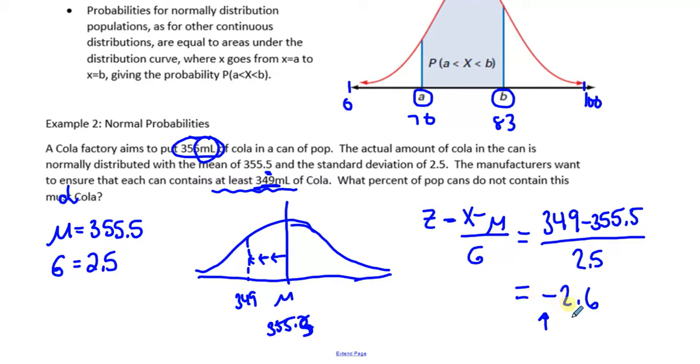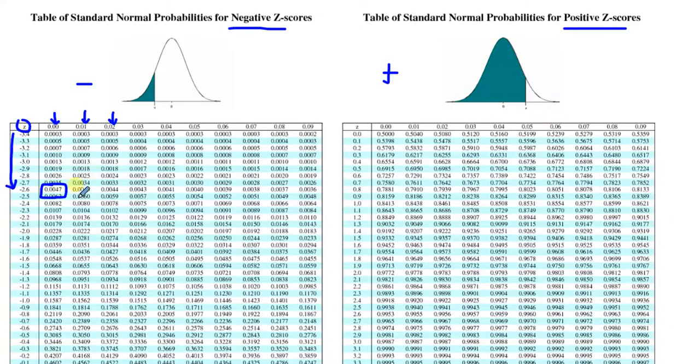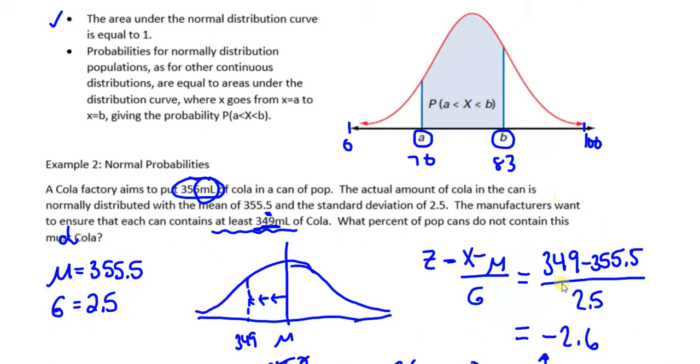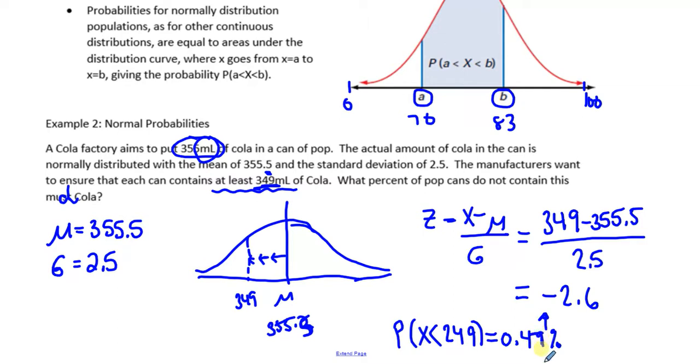Going back to this page, 2.6 standard deviations lower than the mean equals the probability of x being less than 349, and that's 0.47%. Sorry, 47, 0.47%.